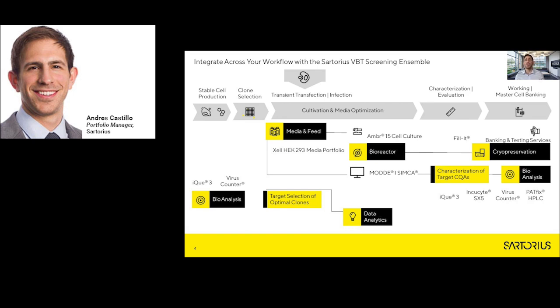So we have MODDE to do the design of experiments and set the design space, and it intuitively guides you through being able to assess multiple parameters at the same time. And then SIMCA, which allows you to do MVDA, multivariate data analysis, and really connect all that bioanalytical information into your process as well. The ultimate goal, obviously, is to get those master and working cell banks. And so we have the Fillit system and the testing services at the end to be able to generate those cell banks and make sure they're of high quality.